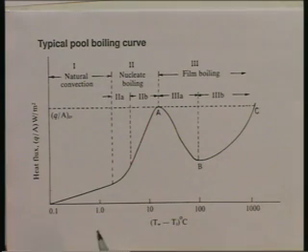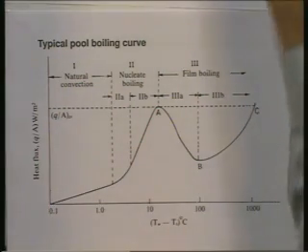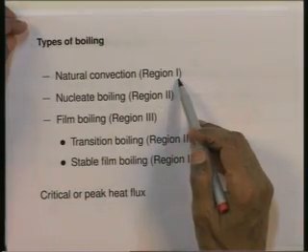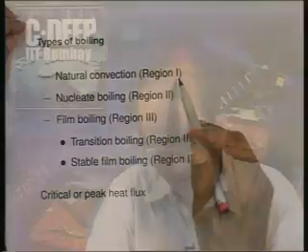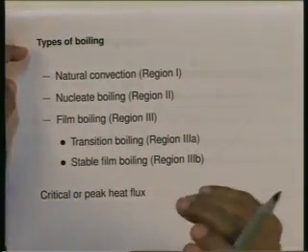So, let me go back now. Let me show the regions again. We have the natural convection region, that is region 1, in which we have superheated liquid rising to the surface and evaporation taking place only from the free surface. Then secondly, region 2, we have the nucleate boiling region, in which bubbles form at the surface and the bubbles grow in size and leave the surface. The frequency of formation goes on increasing as T_w minus T_s increases.